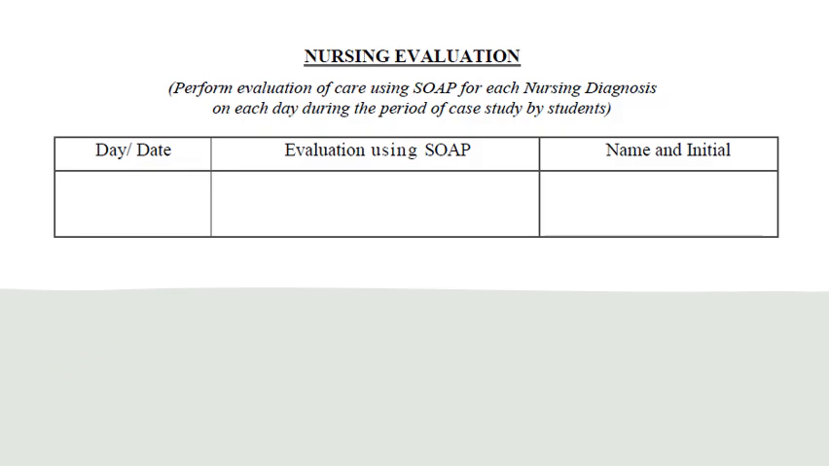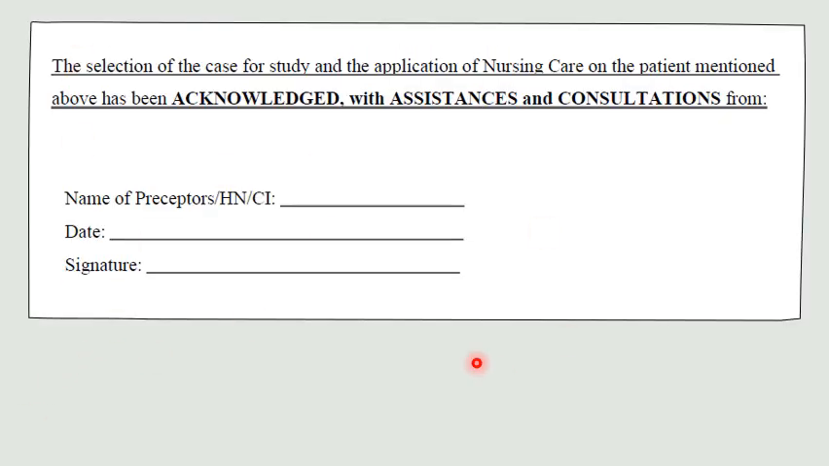Then the next one, the one that is very important, is the informed consent from the preceptors, head nurse, and CI, that during the time you are taking care of this patient for your case study and application of nursing care, they have been informed. They know, they assist you with it, and they provide consultation. Then you just put their name and their date and ask them to sign here. Make sure that you have very good communication between you, preceptors, head nurse, and CI.